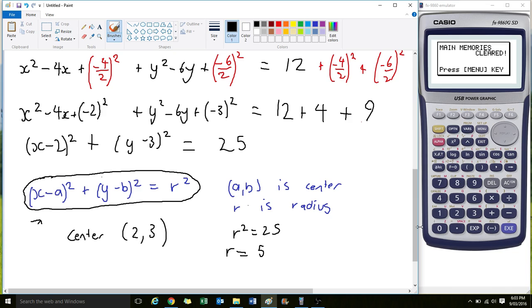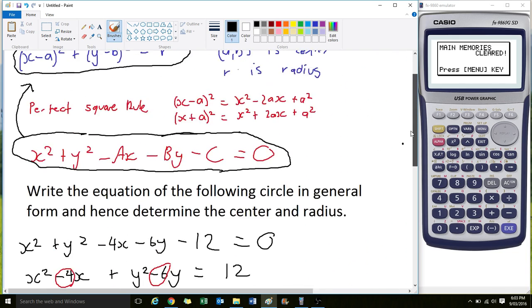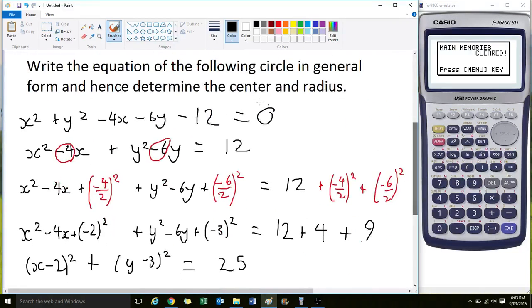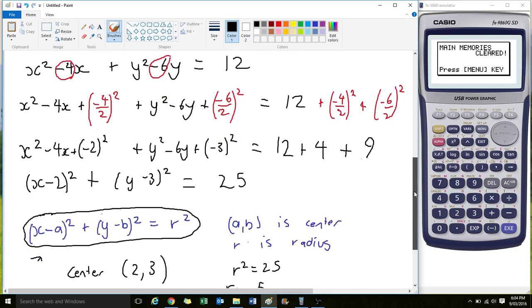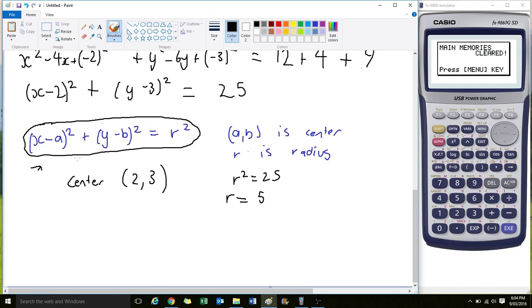So what we've done here is we've worked backwards. We've started with a circle in expanded form, and we can't deduce any information about that. But working backwards, we can see that it has a center at coordinates 2 and 3 and a radius of 5.